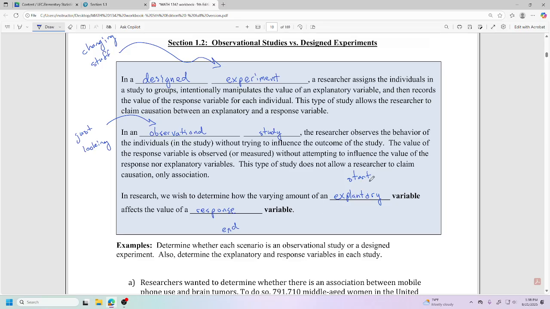Yeah, explanatory, that's the start, and then responses are the end. Start and end. Yeah? Okay, good. Good question. Yeah, of course.